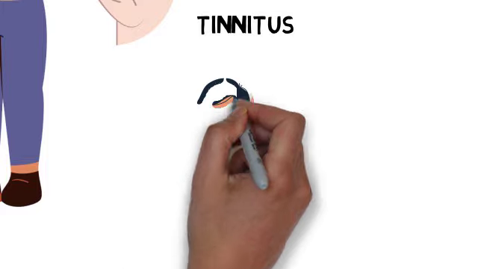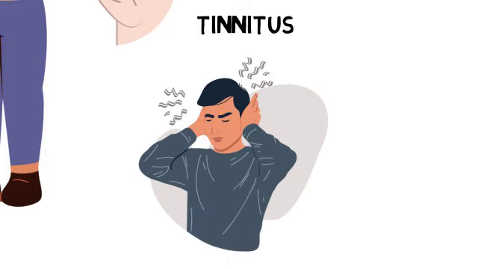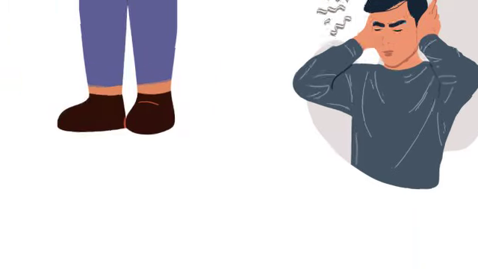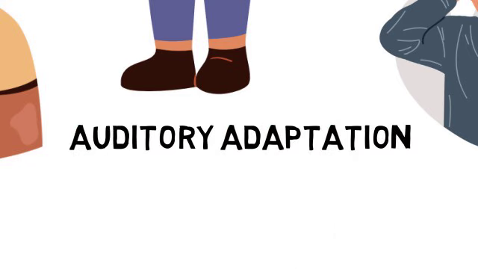Tinnitus is a condition characterized by ringing or buzzing in the ears, often caused by damage to the auditory system. Our auditory system can adapt to different sound environments. For example, in a noisy place, our brain can filter out background noise to focus on important sounds. This ability is known as auditory adaptation. Additionally, the brain's auditory pathways are highly plastic, meaning they can change and adapt based on experience and training.